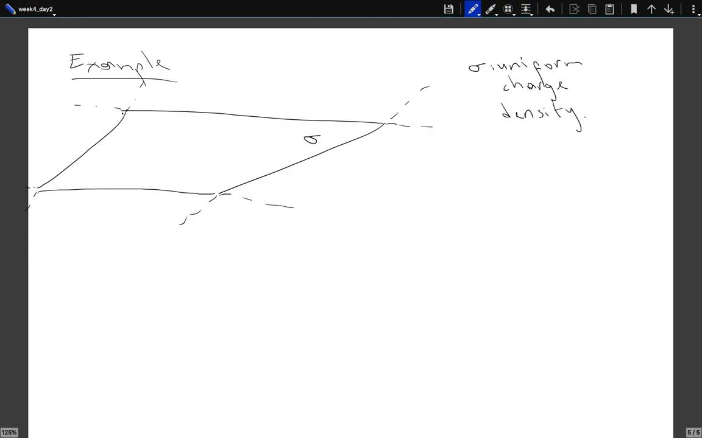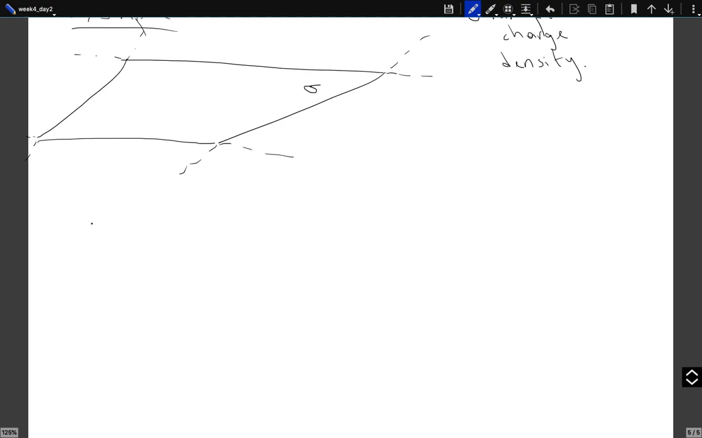Or if you look at it from the side, this is how it will look. Just imagine this plane infinitely long. If you just look at it from the side, it will be just a straight line. Well, the first thing, what is the electric field? What do we know? What can we say about the electric field? Assuming we don't know the solution.